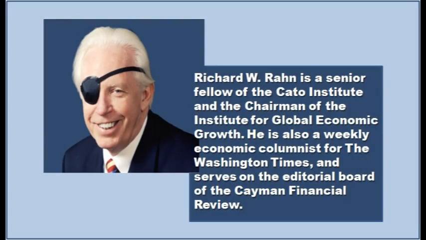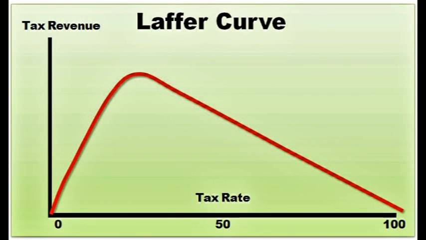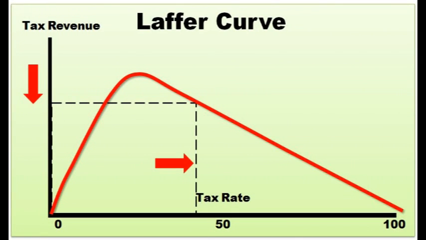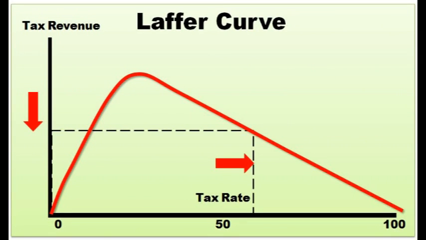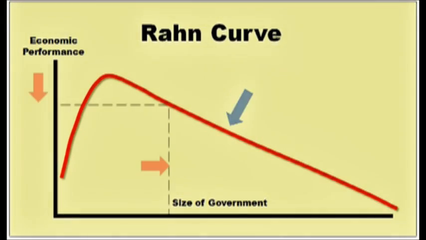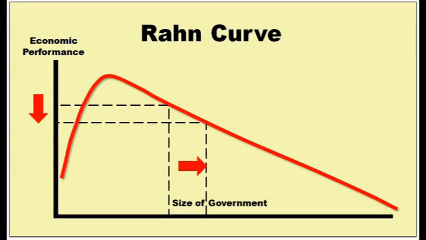The Rahn curve, which is named after Cato Institute fellow Richard Rahn, is sort of the spending equivalent of the Laffer curve. In both cases, it is a very bad idea to be on the right side or downward sloping side of the graph. In the case of the Laffer curve, it means tax rates are so high that the government actually loses revenue because people decide to earn and or report less income. In the case of the Rahn curve, it means that government is too big and this is reducing prosperity.